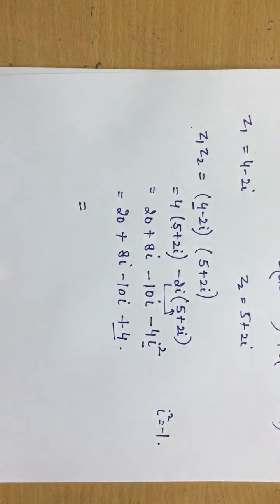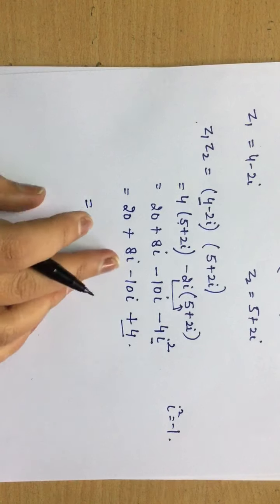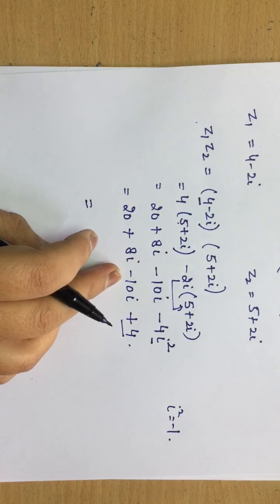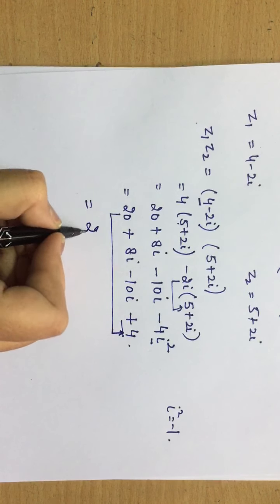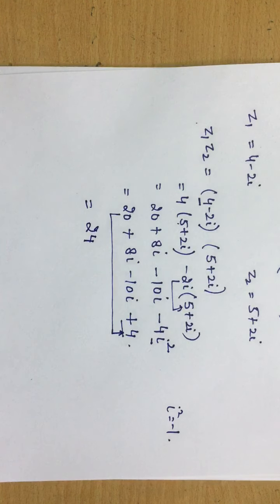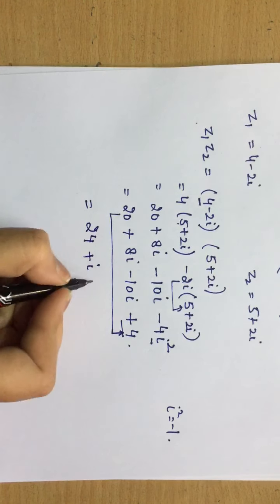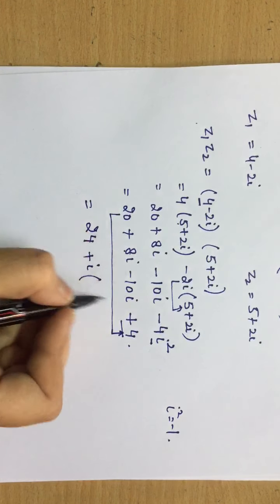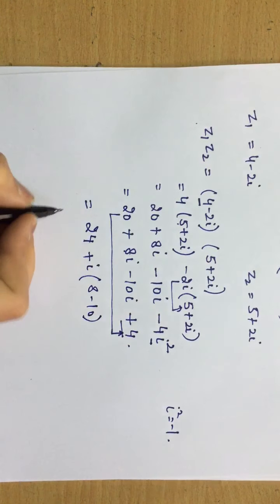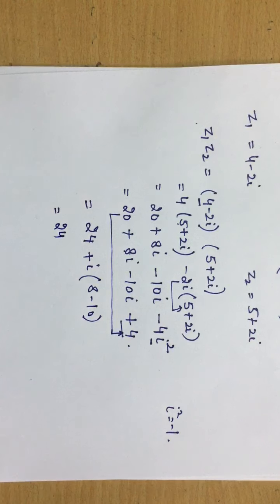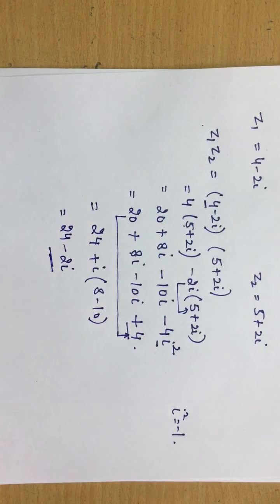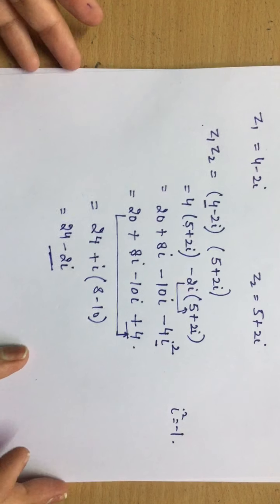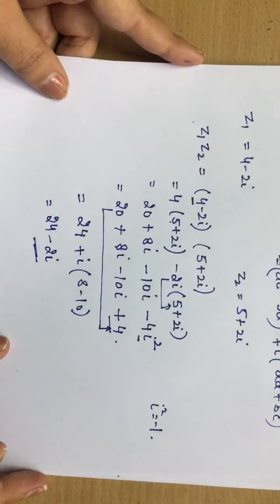Then add the real parts and the imaginary parts separately. Real will be added to real, that will be 20 plus 4, 24, and then the iota part is common, 8 minus 10, so minus 2 iota. The answer will be 24 minus 2 iota. So in this way we can multiply two complex numbers.